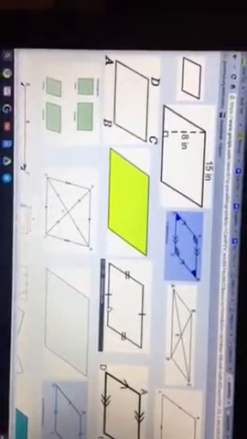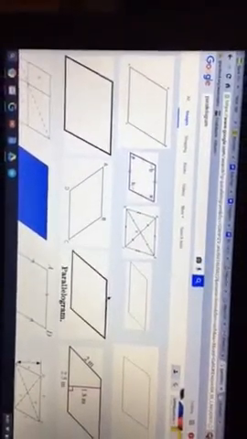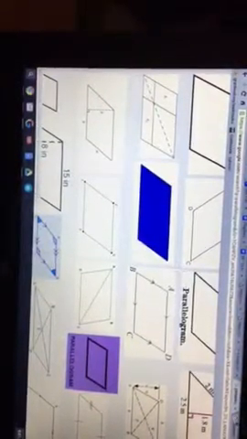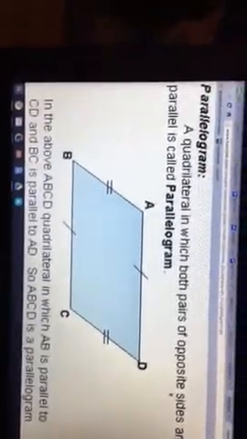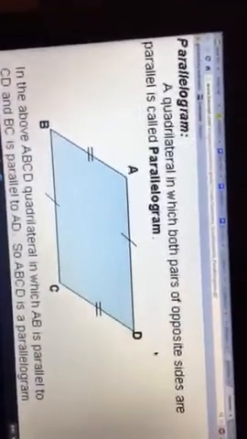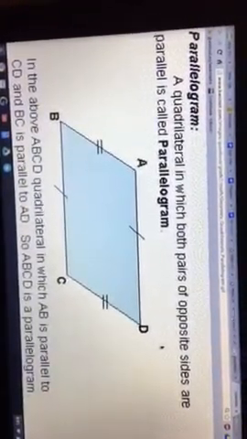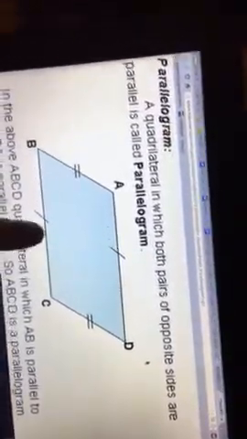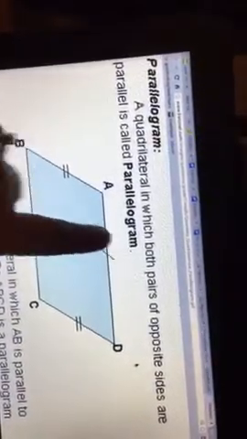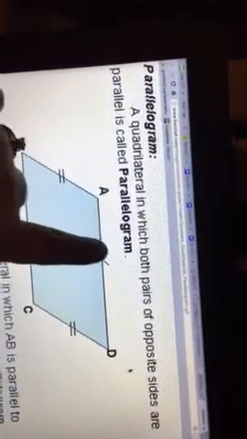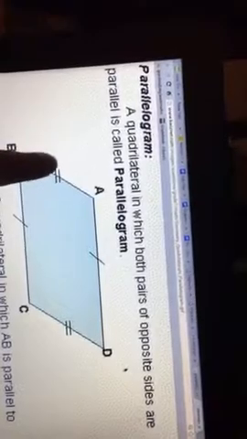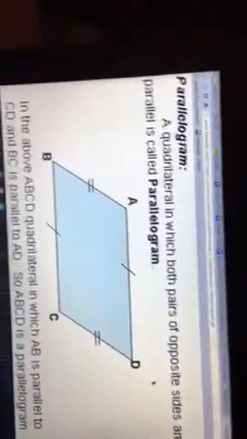Okay. So I'm going to tell you what a parallelogram is. I hope that you said things like, looks like a slanted rectangle, it has 4 sides. A parallelogram is a quadrilateral, which means it's a shape of 4 sides, in which both pairs of opposite sides are parallel. So if you notice, this long side and this one are parallel, and the opposite sides, these 2 sides, are parallel, okay?